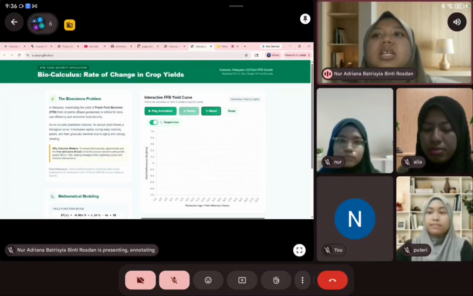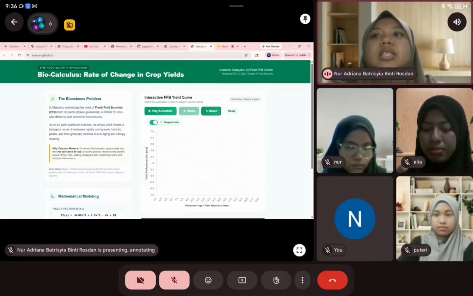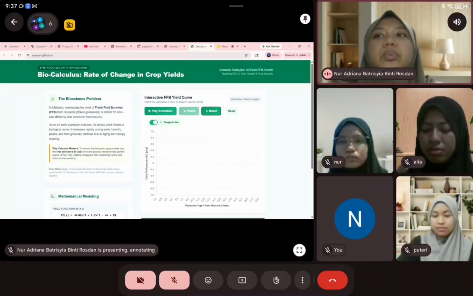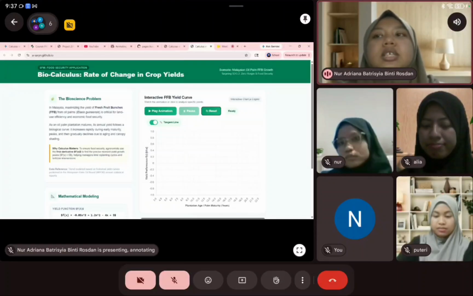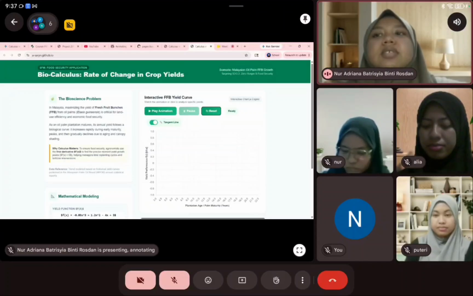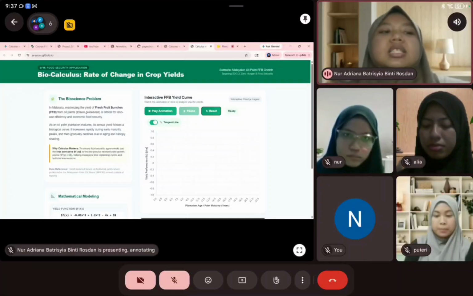The application models the life cycle productivity of Malaysian oil palm by mapping the annual output of FFB over a 22-year cultivation timeline. Biologically, oil palms do not yield fruit at a constant rate. Their life cycle follows a non-linear cubic trajectory.